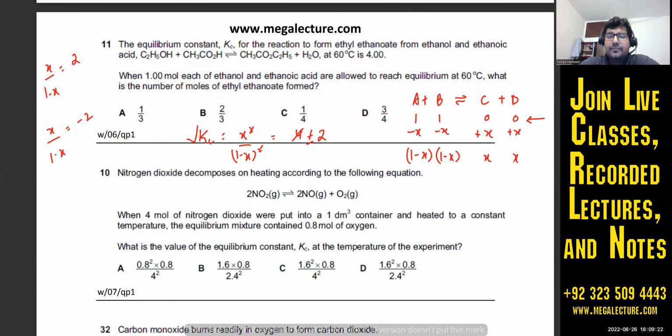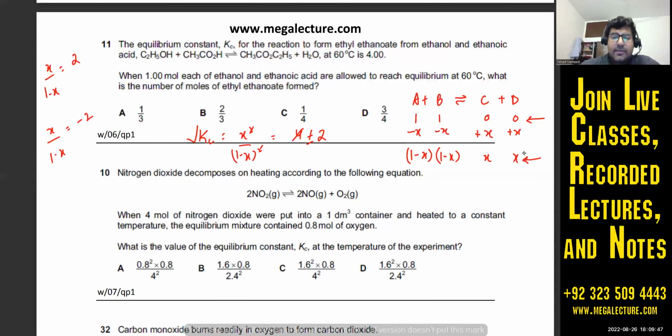So you're left with 1 minus X because out of 1, X are gone. Here also, starting moles are 1 and out of 1, X are gone, 1 minus X. You had no moles of C. Now X moles got produced, so you're left with X, right? It was 0 moles in the beginning and X got produced, so you're left with X. So these are your equilibrium moles. Okay, these ones. These are your equilibrium moles.